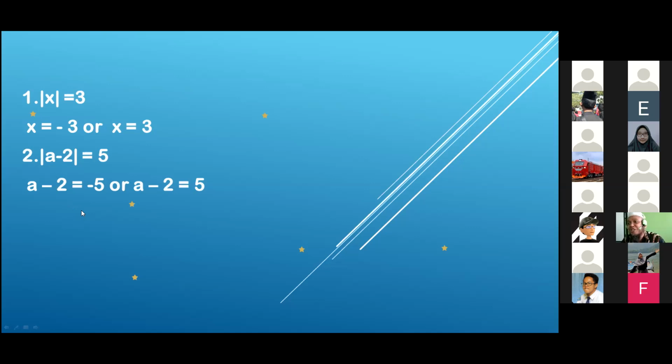I think all of you can solve the problem. This is a one variable equation. It's easy for you to solve it. So what are the numbers for A? There are two numbers for A: negative 3 and 7. So these are the solutions.